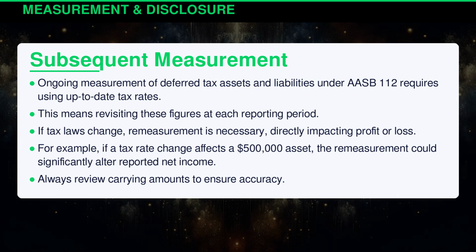Ongoing measurement of deferred tax assets and liabilities under AASB 112 requires using up-to-date tax rates. This means revisiting these figures at each reporting period. If tax laws change, remeasurement is necessary, directly impacting profit or loss. For example, if a tax rate change affects a $500,000 asset, the remeasurement could significantly alter reported net income. Always review carrying amounts to ensure accuracy.